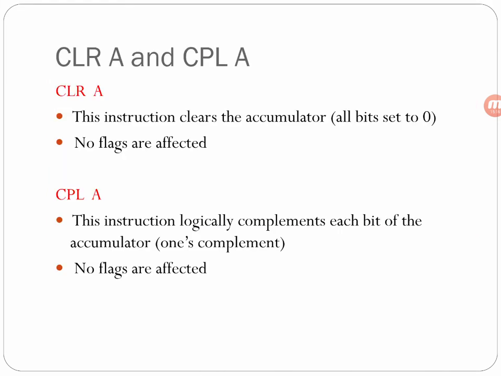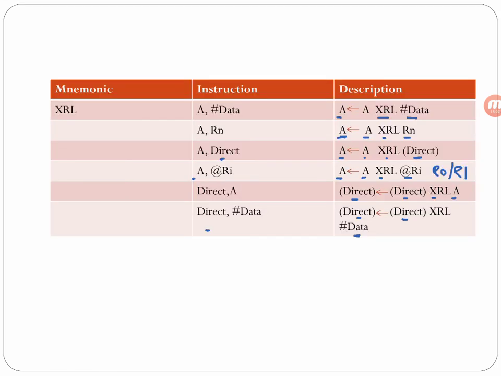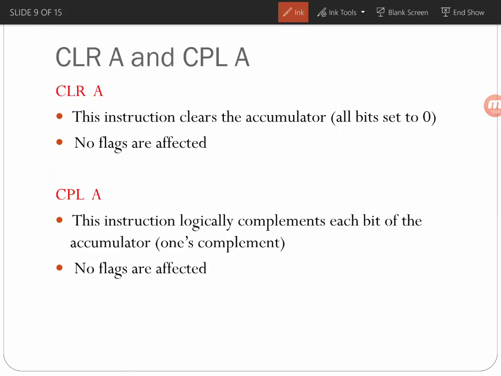So next are CLR A and CPL A. First going with CLR A. This instruction clears the accumulator. All the bits are set to 0. No flags are affected. For example, if I write CLR A and the accumulator has 33H before execution, then after execution all the bits of accumulator are made 0. So the output is 00H.